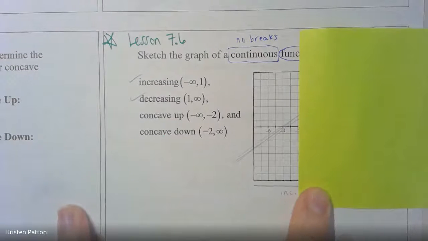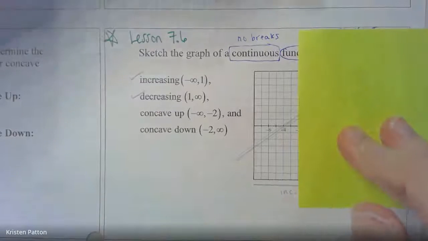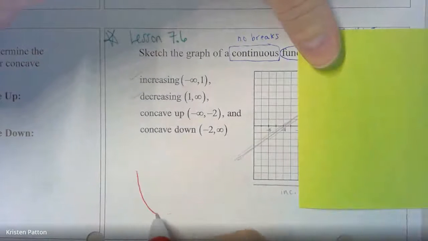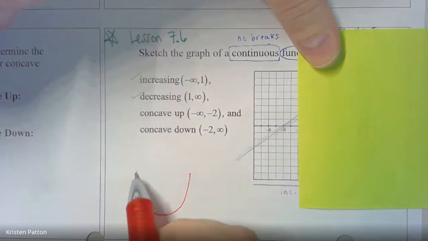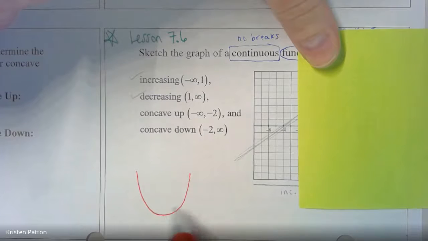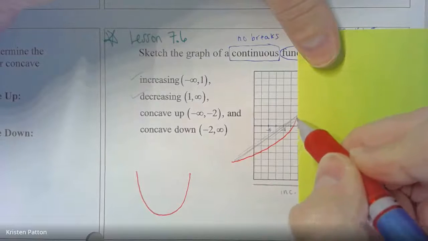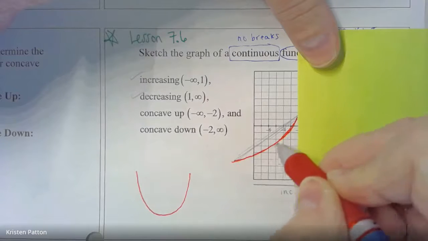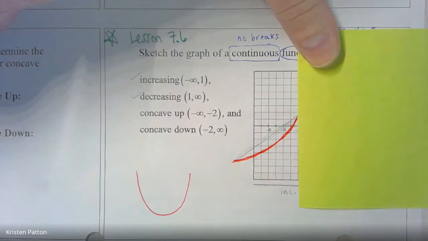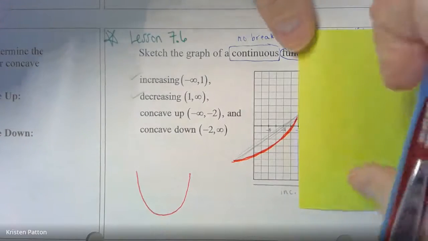Remember, concave up looks like a cup. Now, we're not going to draw the whole cup because the whole cup, remember, would be decreasing and increasing. I don't want to decrease. Remember, we're supposed to be increasing. So just make it smile a bit, right? We don't want it to be linear. We just want it to be happy.